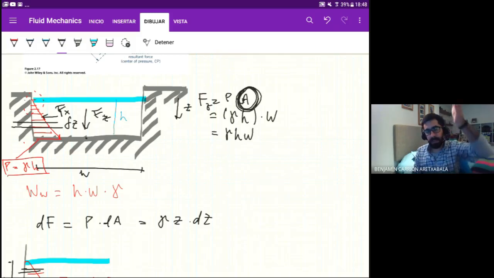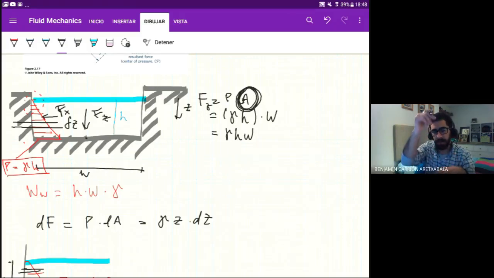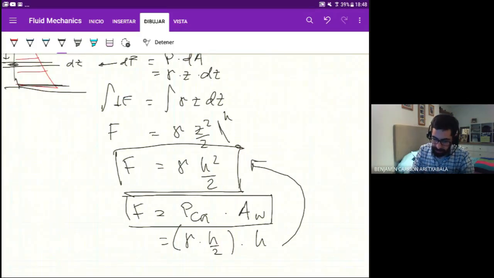And here we're integrating along the vertical, so we know that the pressure is changing along the vertical, and the area is the same because it's a delta Z, so we're integrating how it changed. And since it is a linear change, the result is this parabola, h squared, okay?